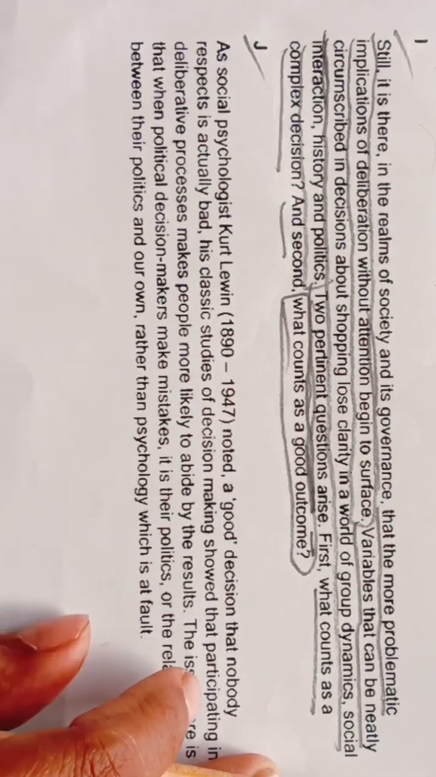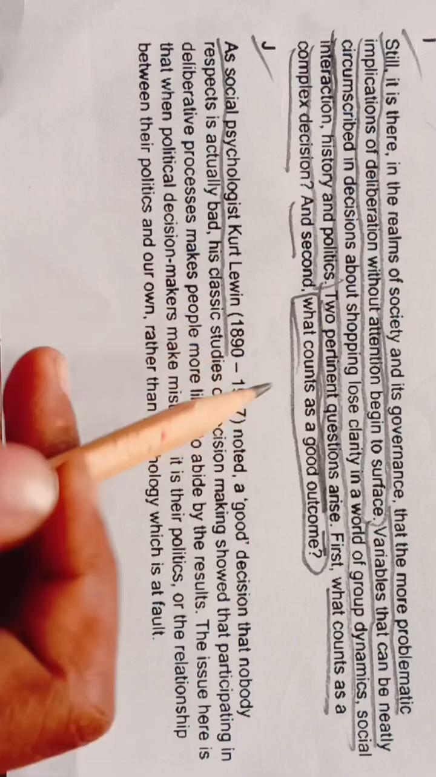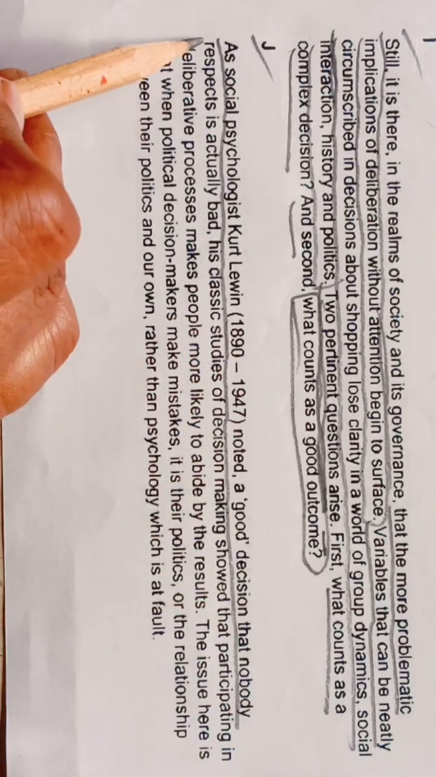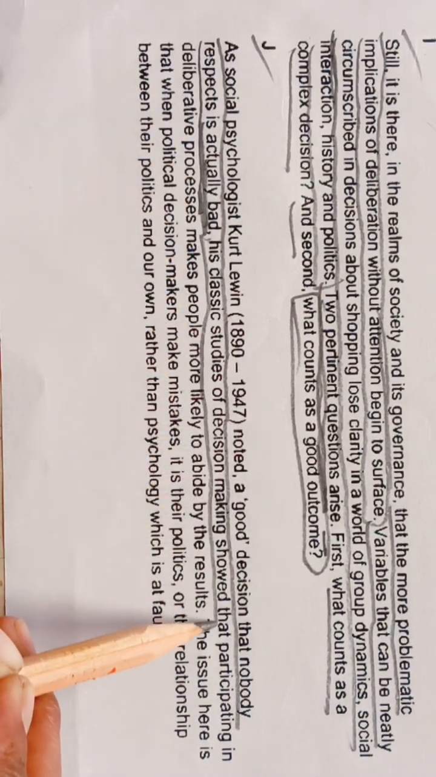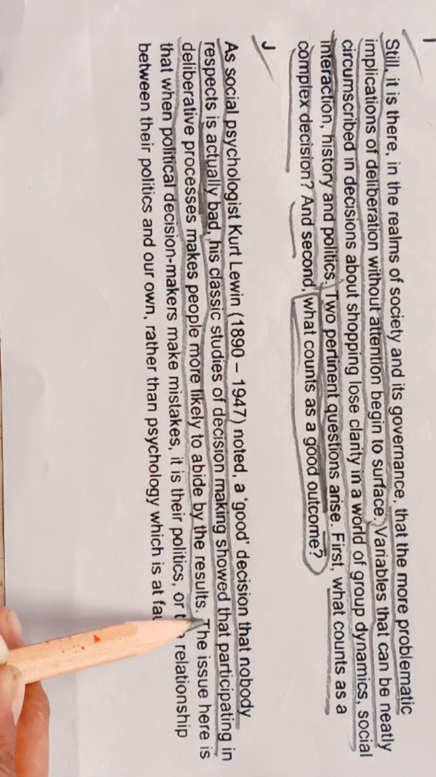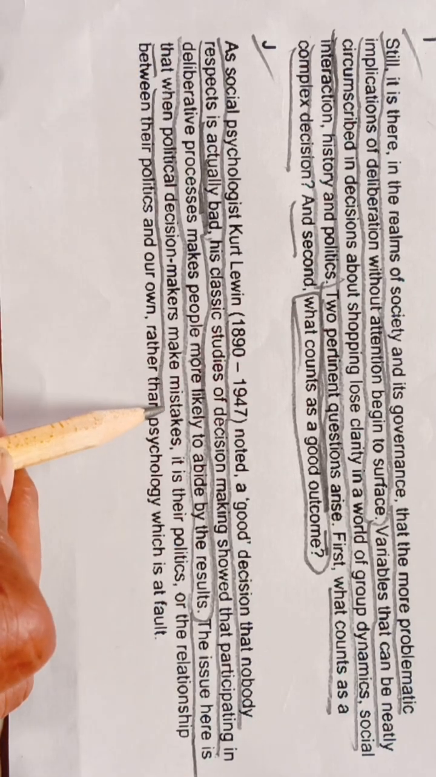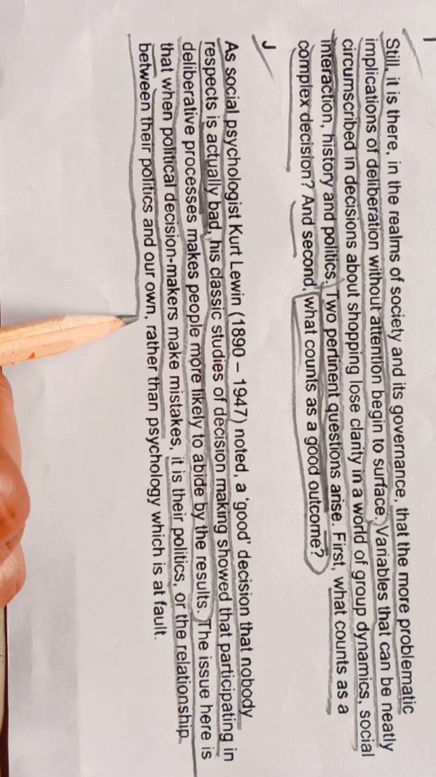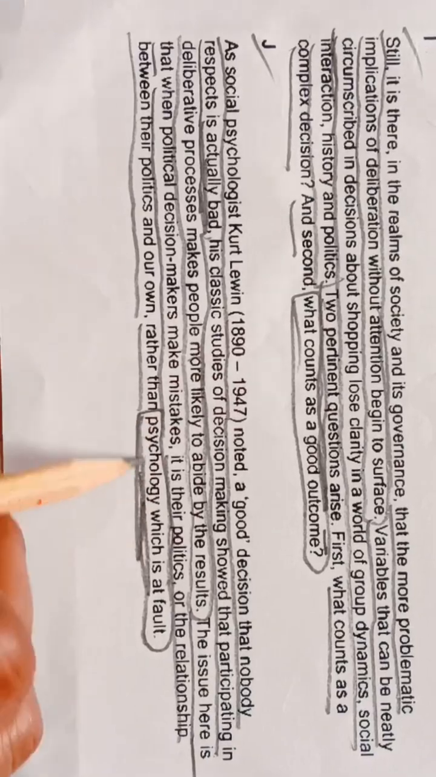Okay, so let's move forward. As social psychologist Kurt Lewin, 1890 to 1947, noted, a good decision that nobody respects is actually bad. His classic studies of decision making showed that participating in deliberative processes makes people more likely to abide by the result. The issue here is that when political decision makers make mistakes, it is their politics or the relationship between their politics and our own, rather than psychology which is at fault.